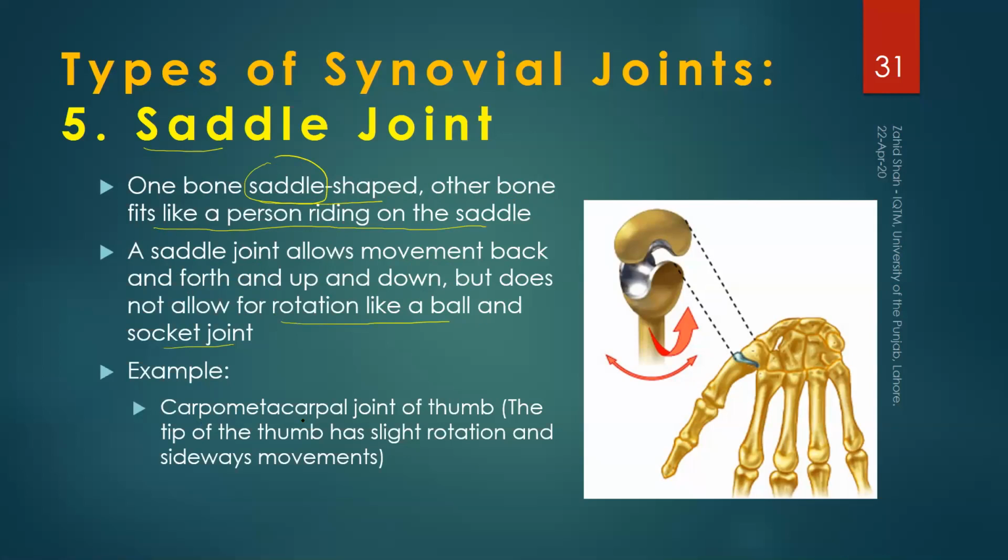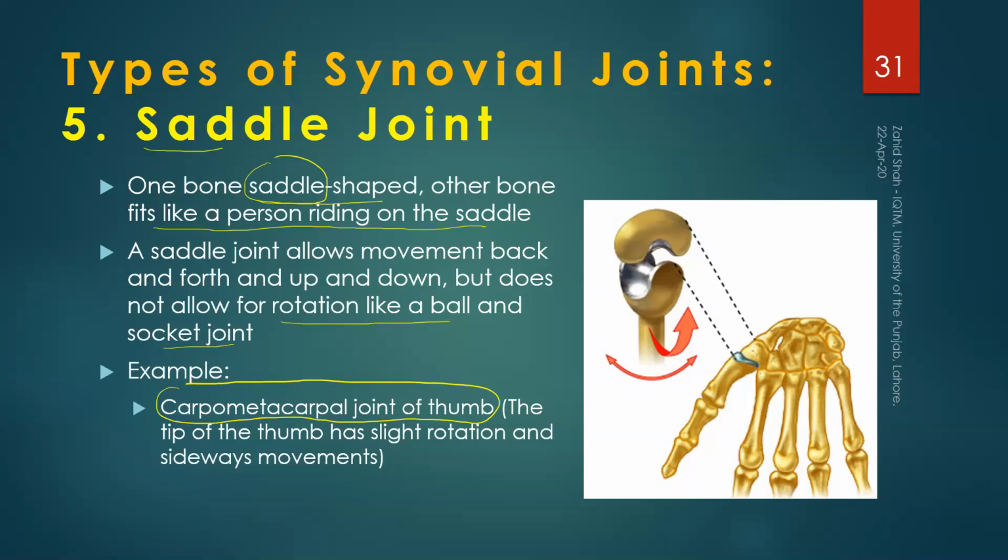So, the carpo-metacarpal joint of the thumb. Just visualize where it will be. Carpo, metacarpal. So where are your carpals? In the wrist, and metacarpals in the palm. So you can see that at the distal end of your carpals and the proximal end of the metacarpal of the thumb, this joint is formed.